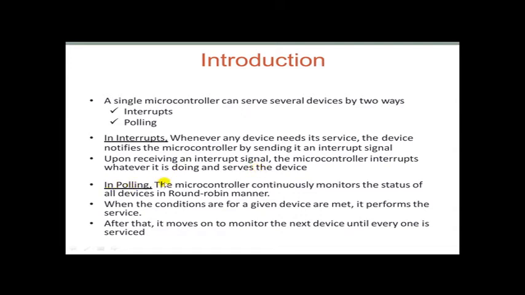In polling, the microcontroller continuously monitors the status of all the devices in a round-robin manner. When the conditions for a given device are met, it performs the service. After that, it moves on to monitor the next device until everyone is serviced.